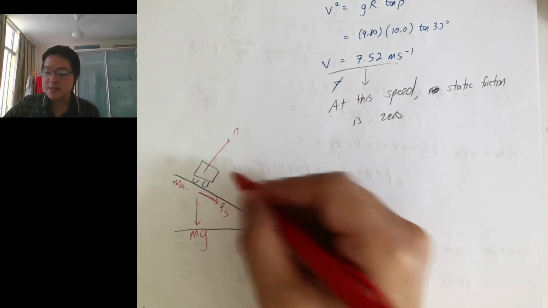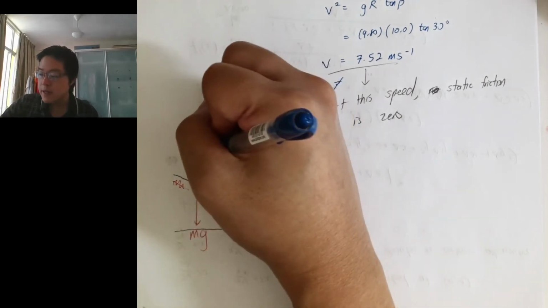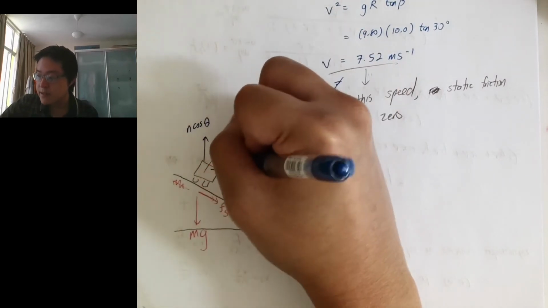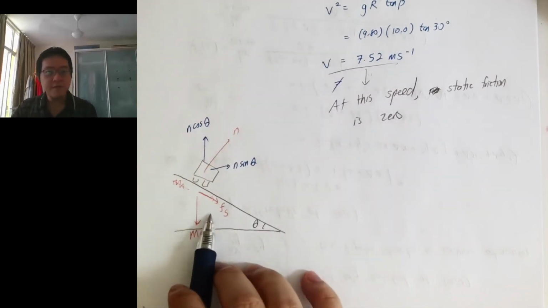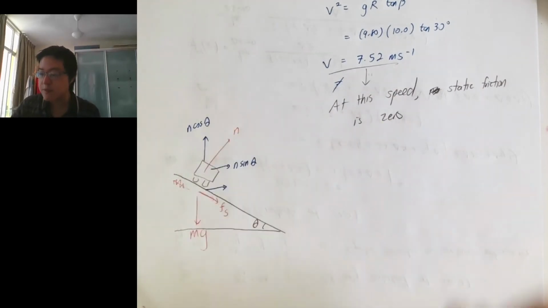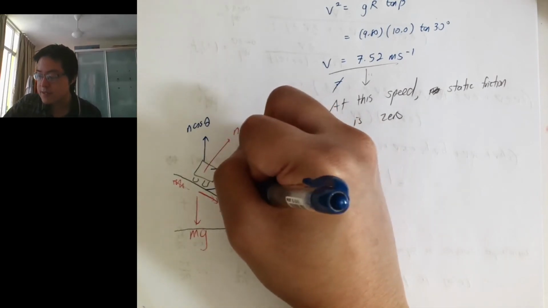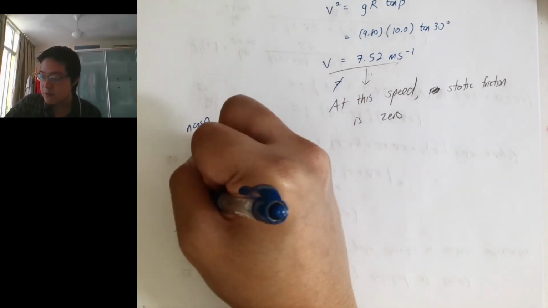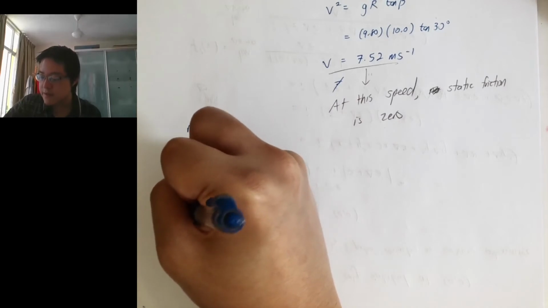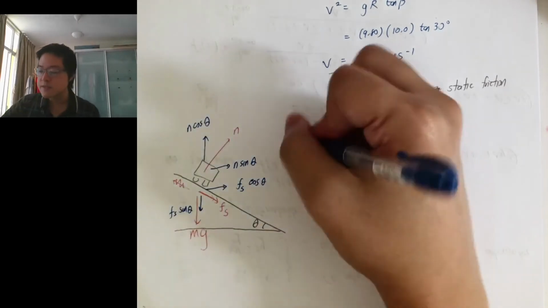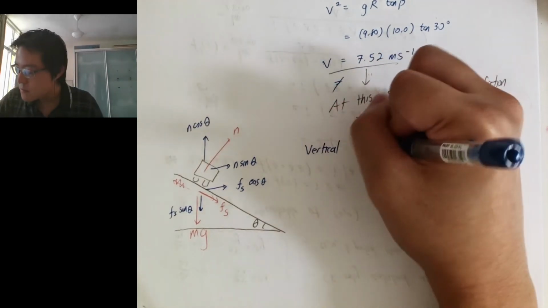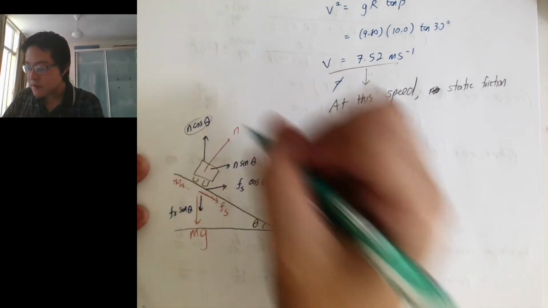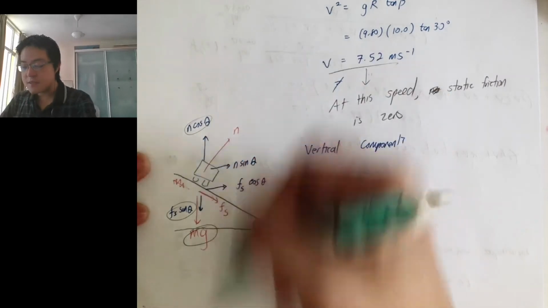If this car is driving in circular motion, then I can resolve my forces. So this is n cos theta, and this is n sine theta, and now I have this static friction force, which can also be resolved. So right now I have Fs cos theta, and the downwards component is Fs sine theta. Now let's try to solve this system. For the vertical components, what are my vertical forces? My vertical forces are this and the mg.